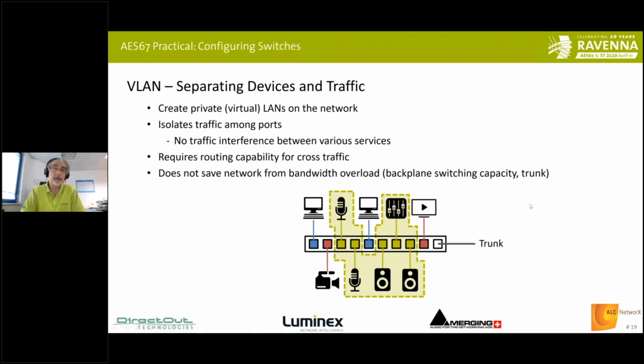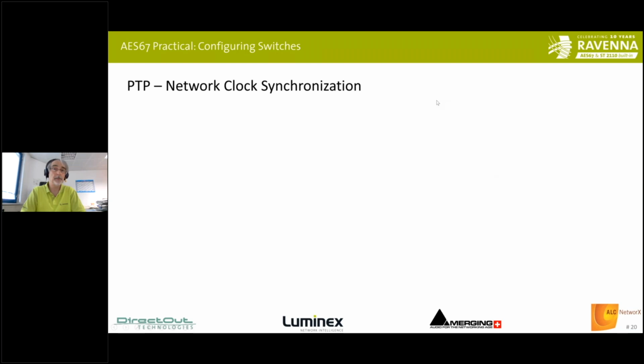Keep in mind, VLAN is a nice tool to set traffic apart from each other, but it doesn't help you with bandwidth overload. For example, if you overload a switch backplane or the trunk, which is what may happen most of the time, then you will experience packet drop. So VLAN can separate traffic from each other, but it may not help you much with keeping traffic within its bandwidth limits.